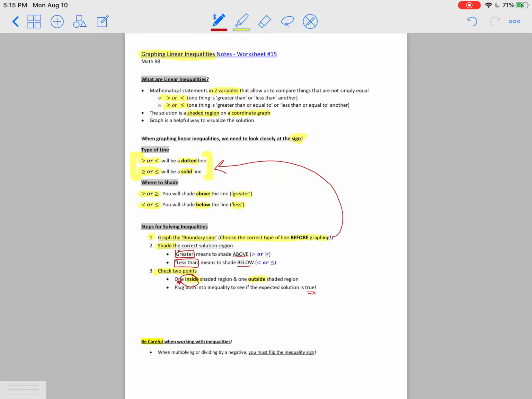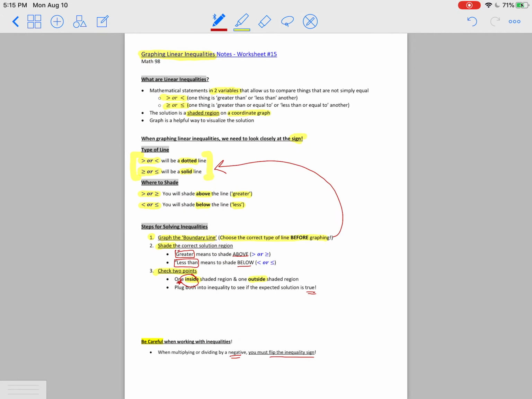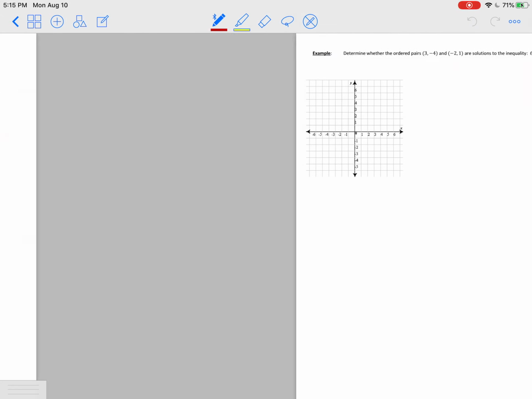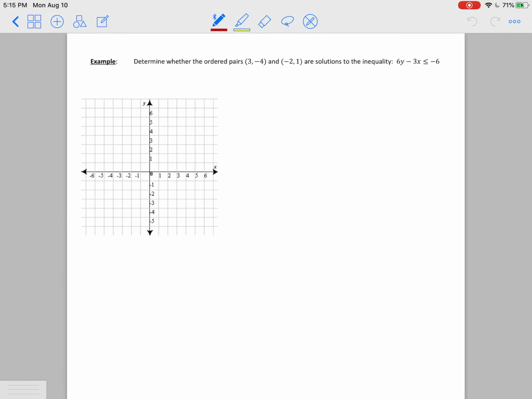I do want to remind you guys to be careful when we're working with inequalities. We know that when we multiply or divide by a negative, we have to flip the inequality sign. Just a reminder, I know that that was talked about in Unit 10, and it's also true here in Unit 13. Okay, so this example question kind of demonstrates this idea of picking our two points.